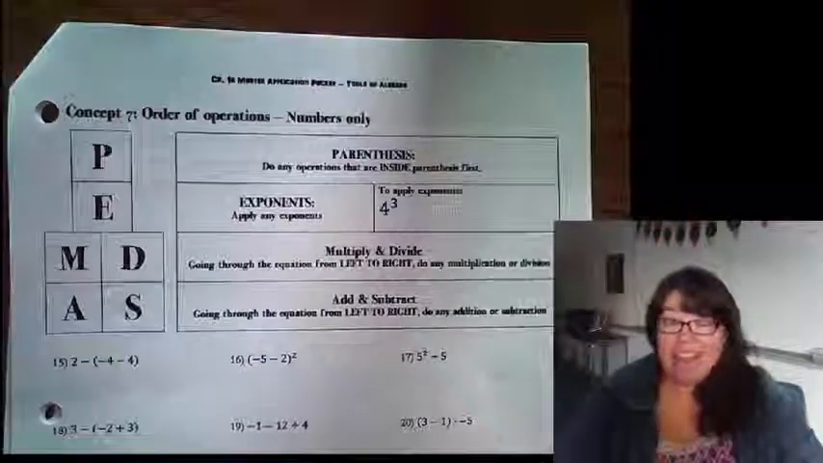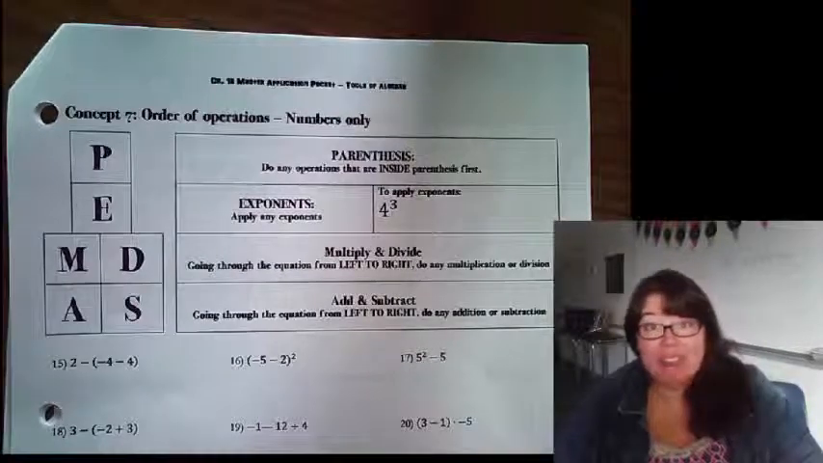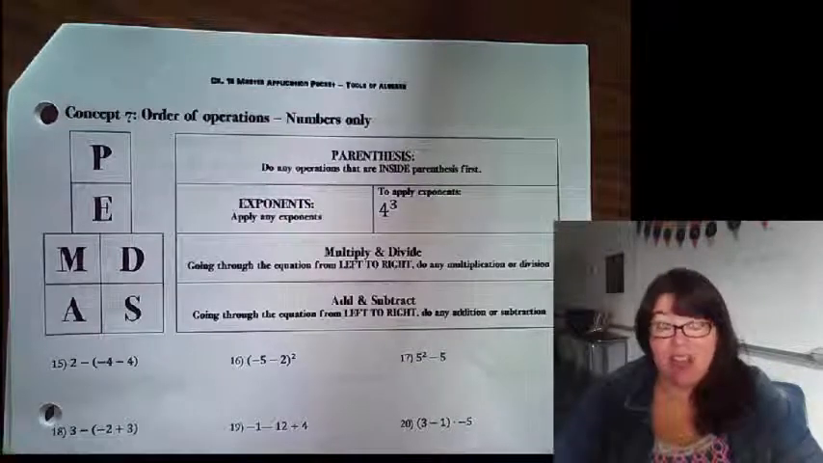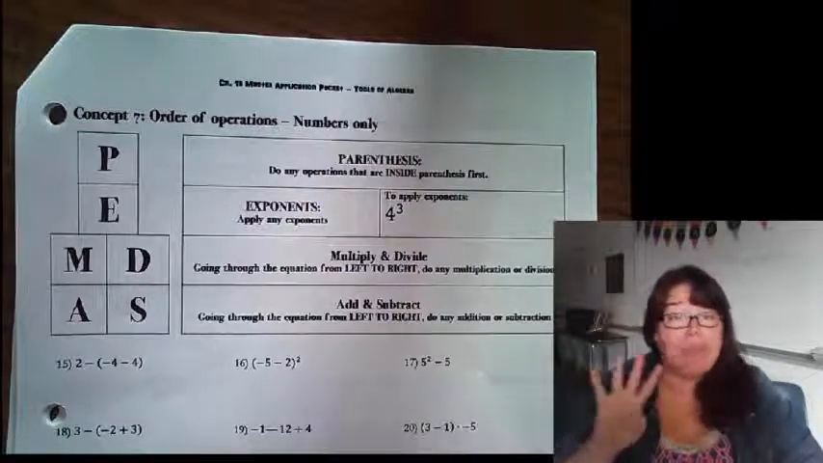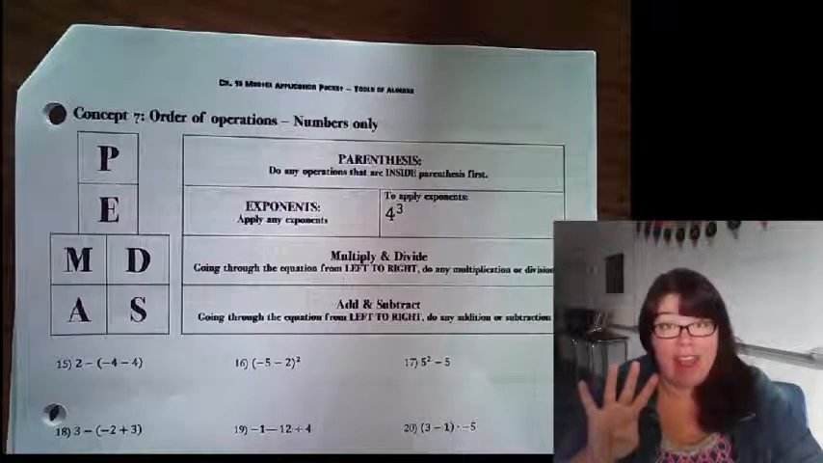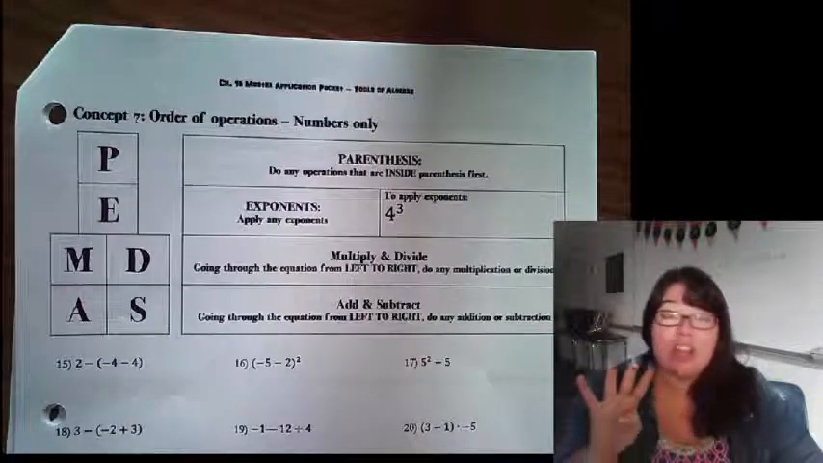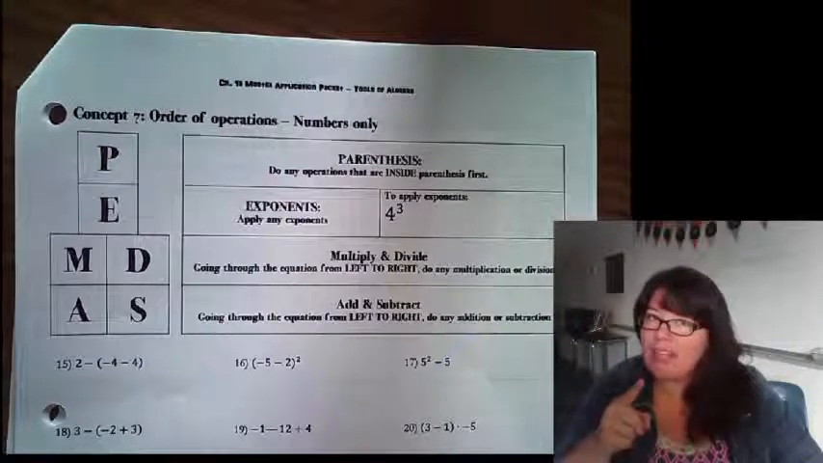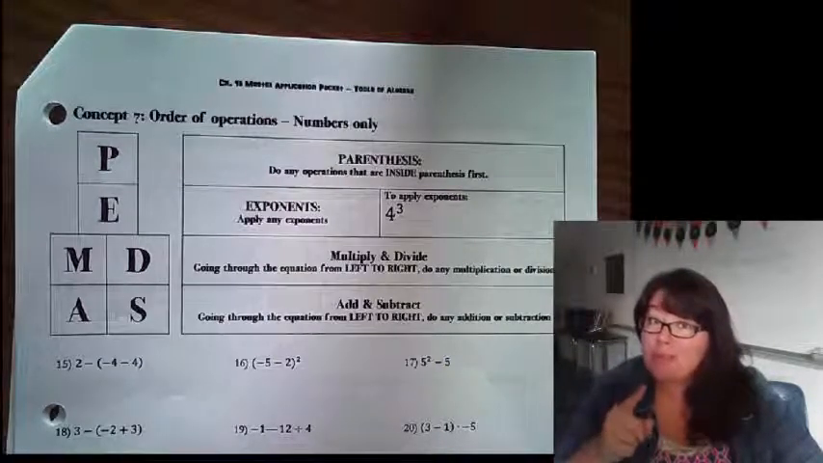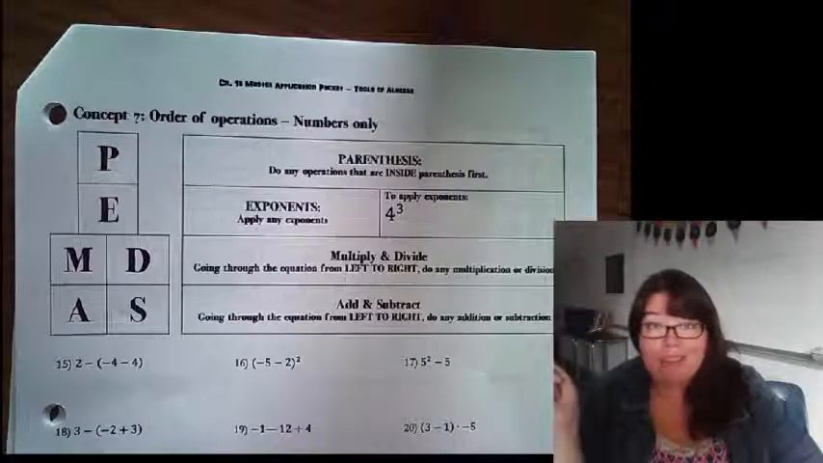Concept 7, now we're getting into some real algebra stuff with the order of operations. Now, you are going to need 4 highlighter colors today for all 4 stages of the order of operations. So if you don't have them, go ahead and pause and get them now. If you do have them, we'll keep rolling right along.